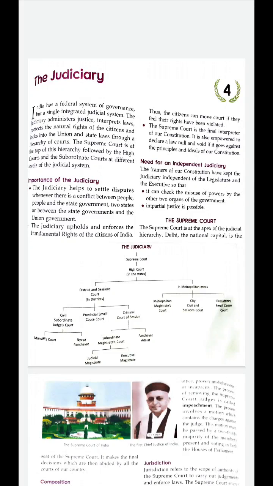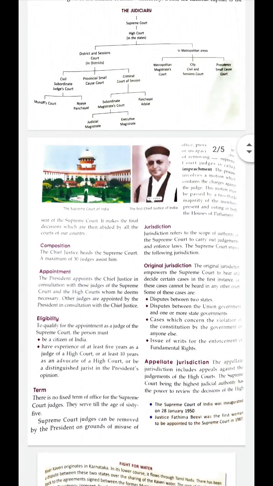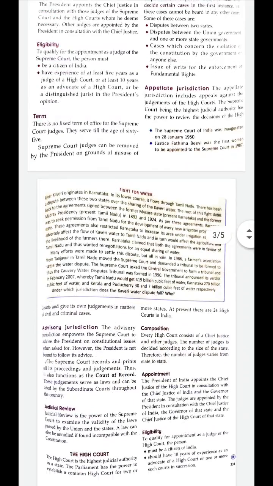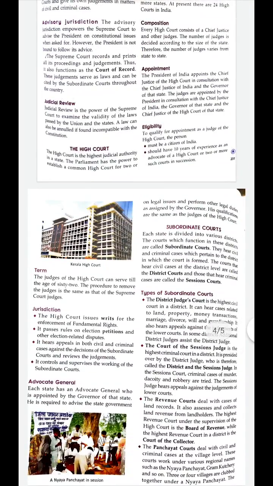So, children, let's continue our civics chapter, the judiciary. This is our second video of our chapter. In our first video, we discussed the Supreme Court, where we discussed its composition, appointment, how a judge of the Supreme Court is appointed, its eligibility, terms, and jurisdictions. Under the jurisdictions, we discussed the original, appellate, and advisory jurisdiction. Now today we will continue our discussion with the topic, the High Court. Clear? Now let's begin.